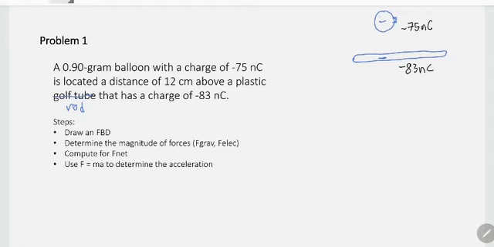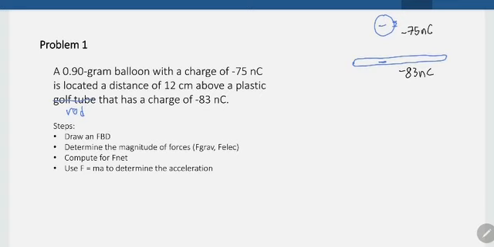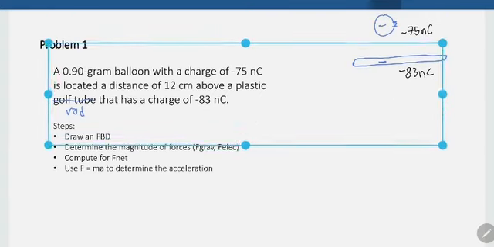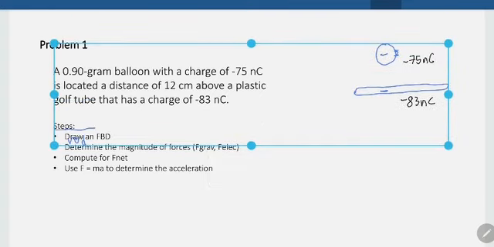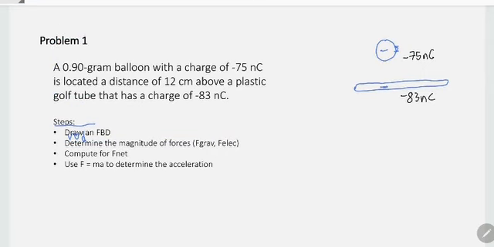So, the force should be upwards, diba? Repulsion. And then, don't forget the gravitational force. Take note of this distance. You will use this later on. So we did the first step, draw an FPT. The next one, determine the magnitude of forces.